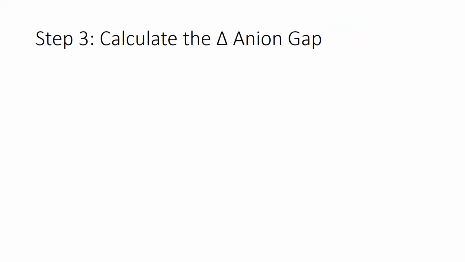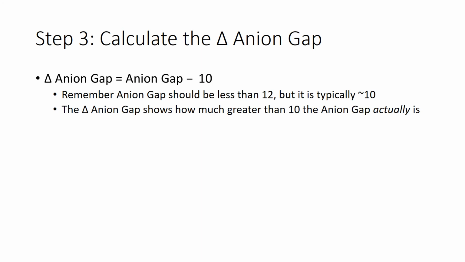The third step is calculating the delta anion gap. Delta anion gap equals anion gap minus 10. We talked about how anion gap should be less than 12, but the typical value for it is 10. Hence, the delta anion gap just shows how much greater than 10 the anion gap actually is.